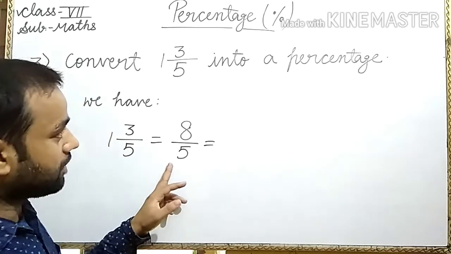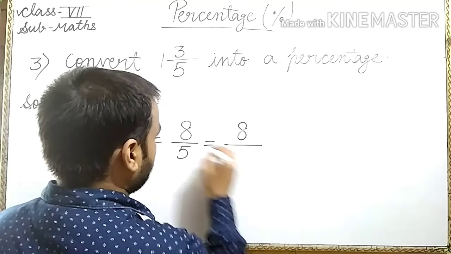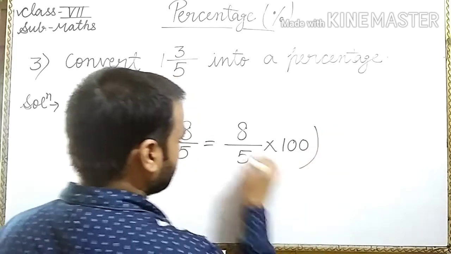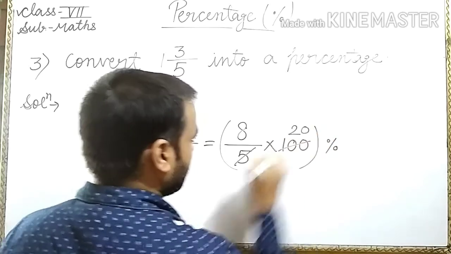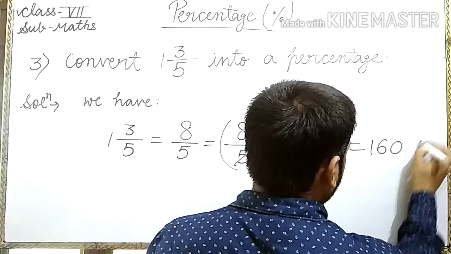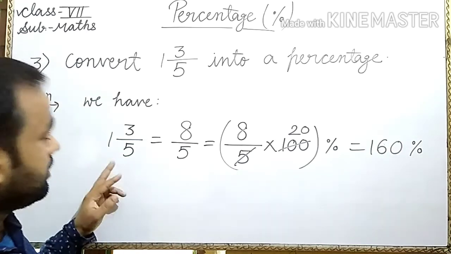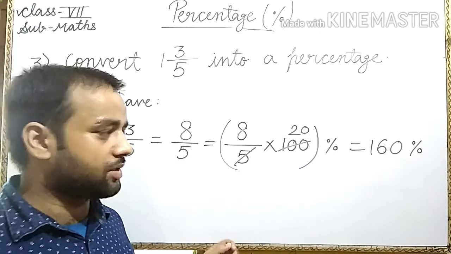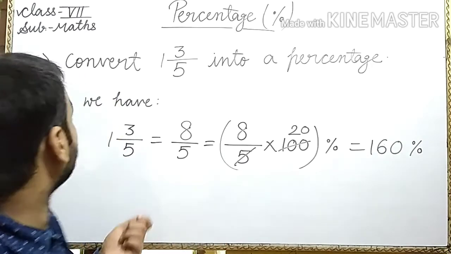Convert this fraction into a percentage. Just as I discussed, 8 upon 5, we multiply by 100 and put the symbol of percentage. 5 times 20 is 100, 8 times 20 is 160%. So here we see 1 whole 3 by 5 is equal to 160%. Is it clear? Now let us discuss question number 4.